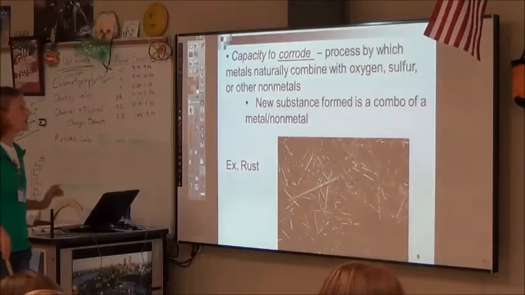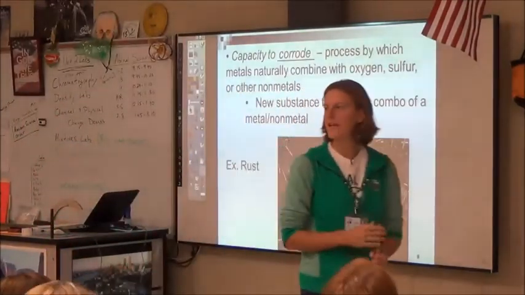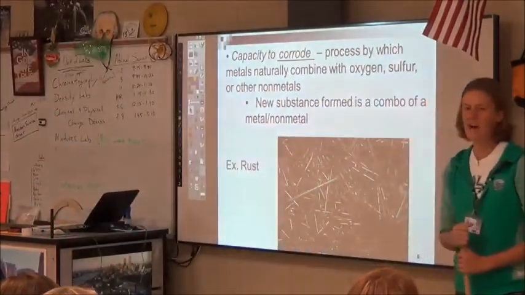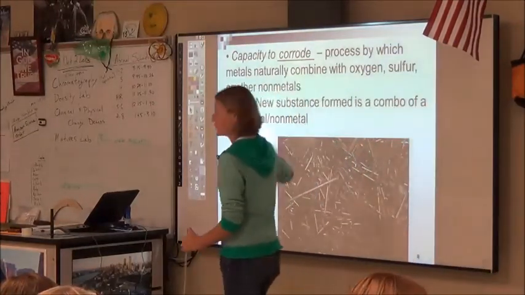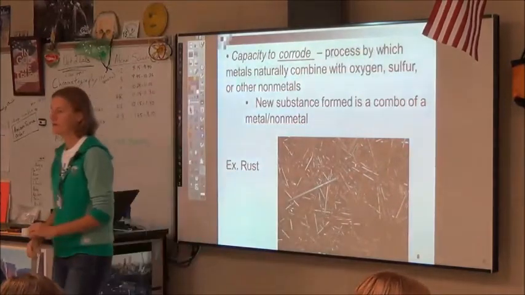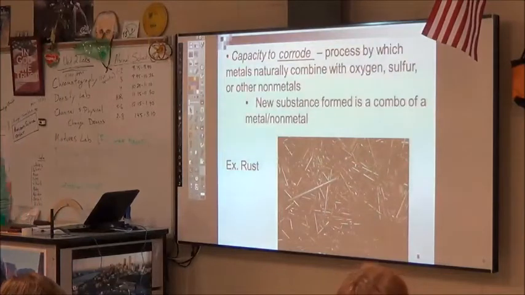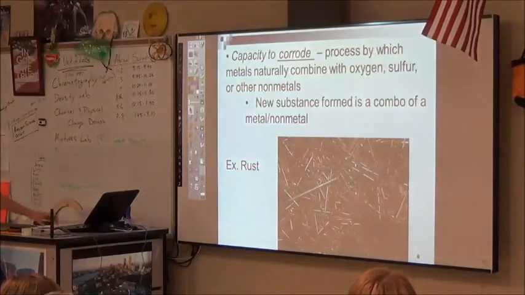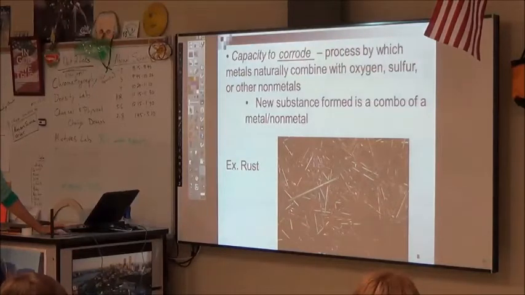Capacity to corrode. What does corrosion mean? Yeah, like rust, sort of breaking down, which also can be an example of oxidation, because rust happens with oxygen. What's something that speeds up rust? Water. Yep. Okay, so those were all some examples of chemical properties.